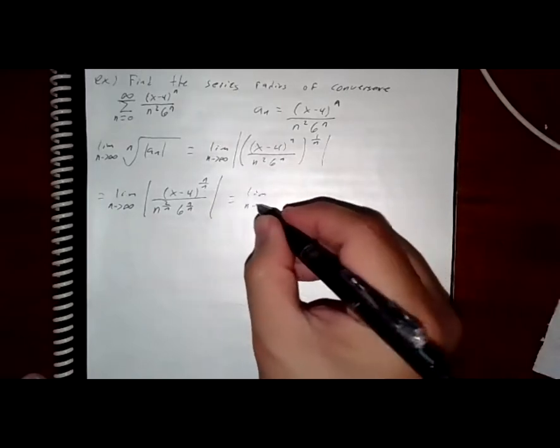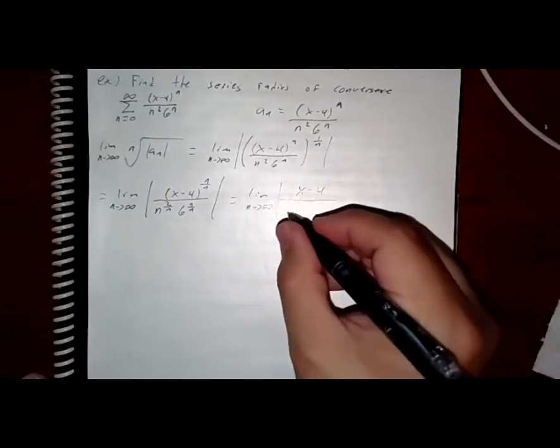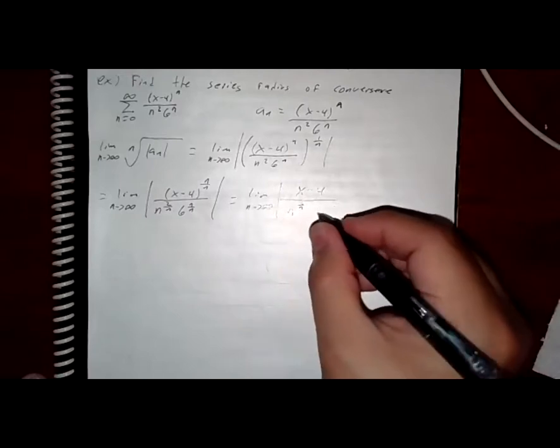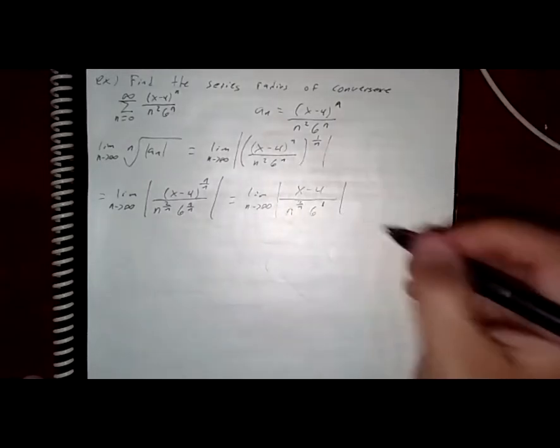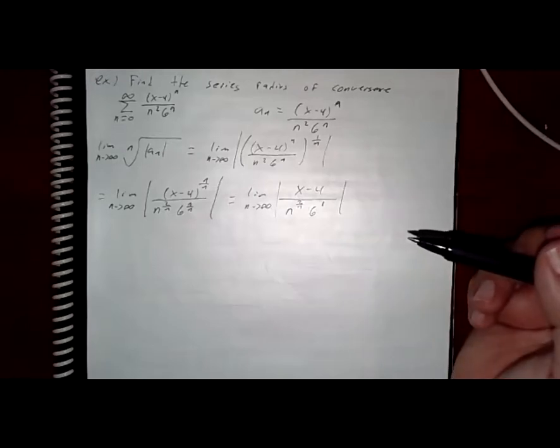And then that will become x minus 4 over n to the 2 over n, 6 to the first. Oh yeah, because we divide n over n. Okay. So this part's pretty good already. Actually, give me 1 second. Let you write that for a moment.